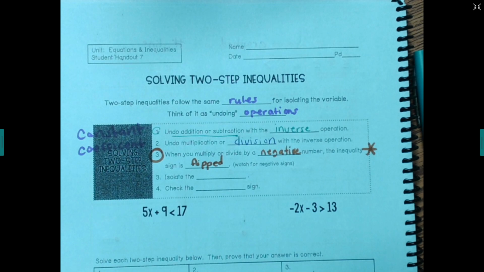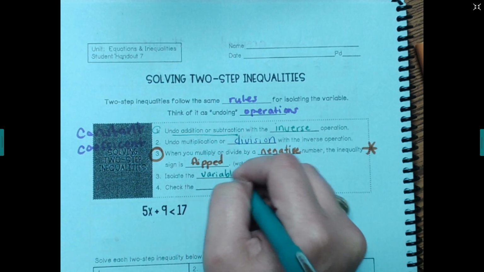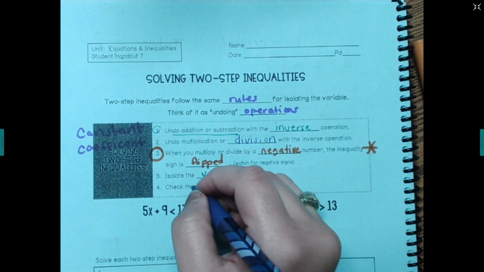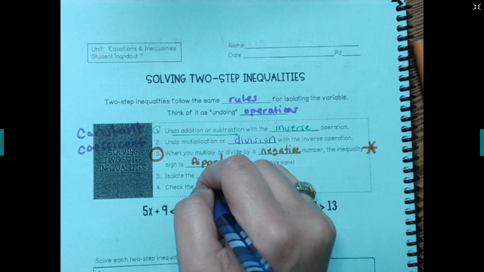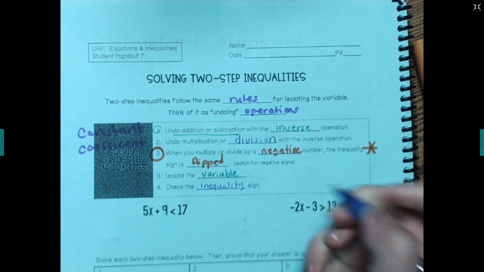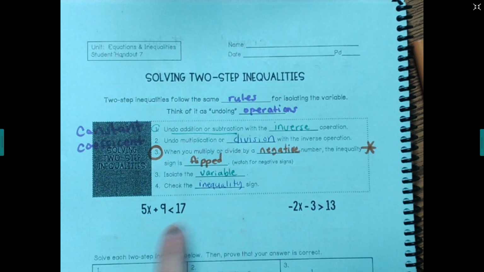Finally, our goal once again is to isolate the variable, that unknown. And again, the reason I love algebra is because it is self-checking. But we're going to check our inequality sign. The biggest thing that people do is write equals. It's not equals. Make sure you bring down whatever sign you have.